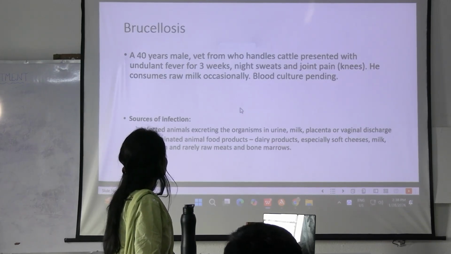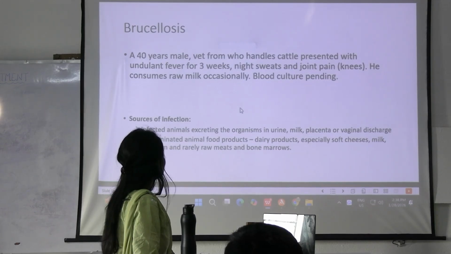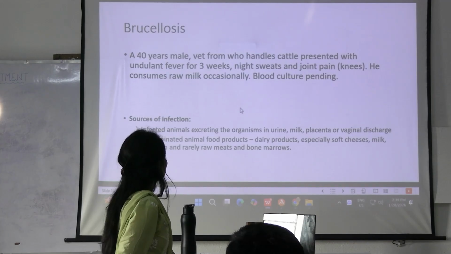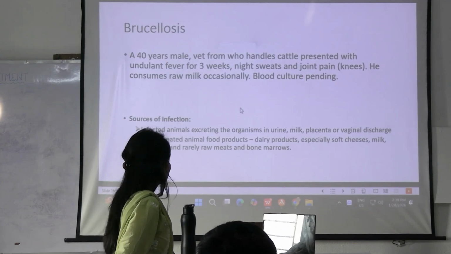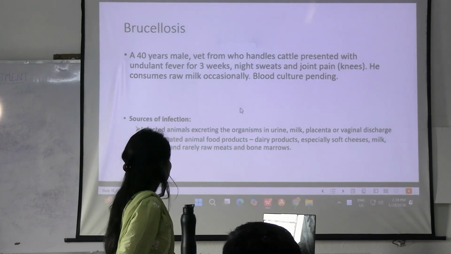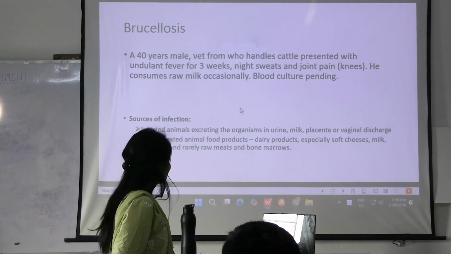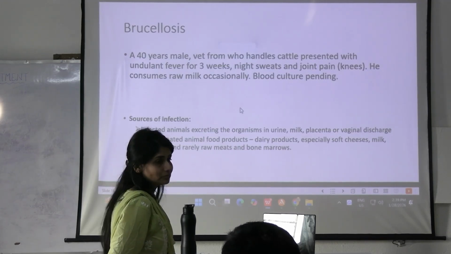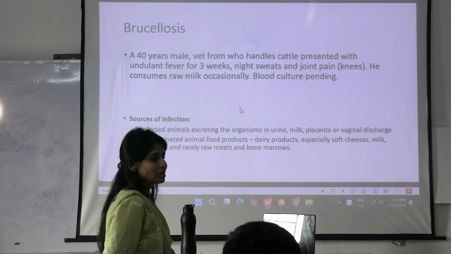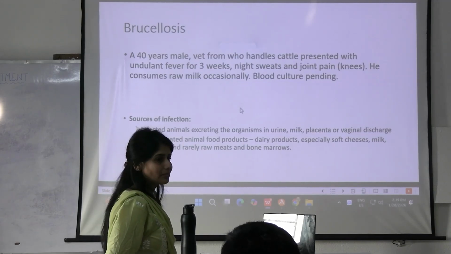Night sweats and joint pain. He consumes raw milk occasionally. Blood culture pending. Okay, what are the symptoms here? Undeveloped fever for 3 weeks. Night sweats and joint pain. What is the additional information given? Consumes raw milk occasionally. Okay. What else? By profession, he is a vet, so he has to do a lot with the cattle, dog. Okay. What else?